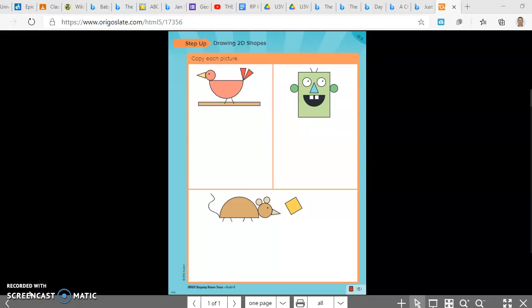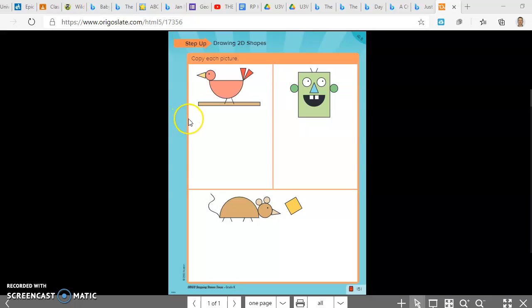Today in math, we're going to open to page 151 of our Stepping Stones book. That's our math textbook, page 151, and we're going to complete this assignment. We're basically just going to copy each picture of these three illustrations. Remember yesterday when we copied three different illustrations? We're going to go ahead and copy these, and these are all made of shapes, 2D shapes.